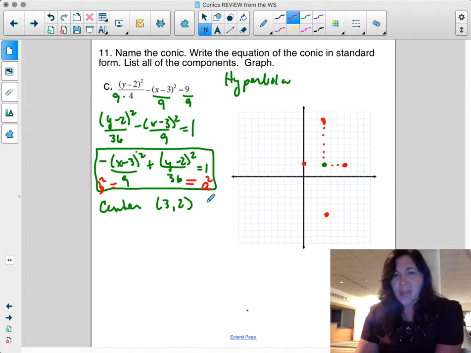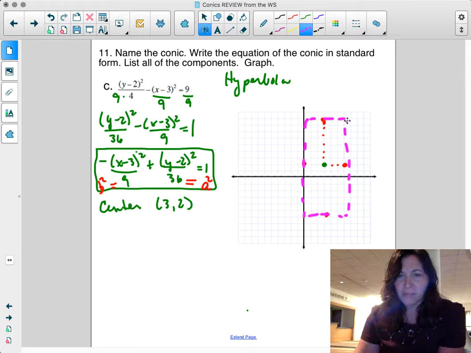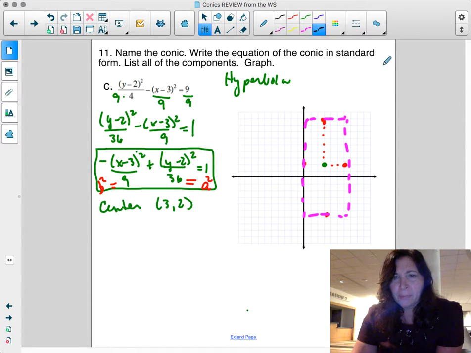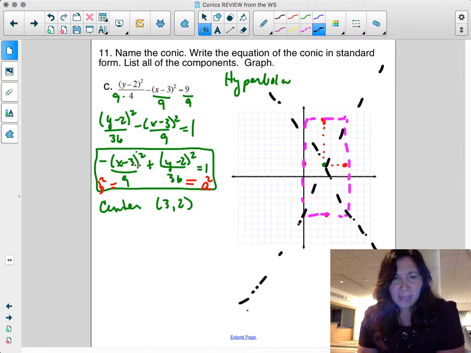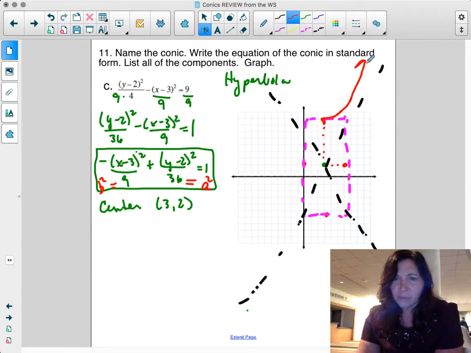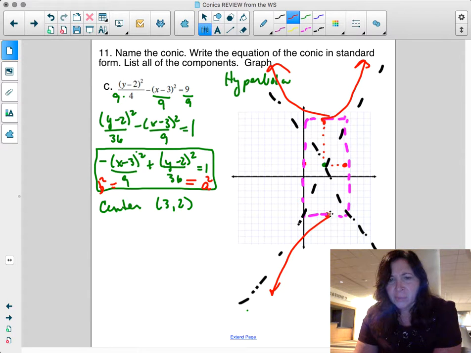Now, because this is a hyperbola, I don't connect these dots. It's a hyperbola, which means that I'm going to make a box. If this was an ellipse, of course I would connect the dots, but it's not an ellipse. For my hyperbola, these are my asymptotes right here. So putting in my asymptotes there and there. Because the x squared term is negative, that means that my graph will be positive on the y axis. So it'll flip up this way. It'll just follow the asymptotes this way and this way right here.